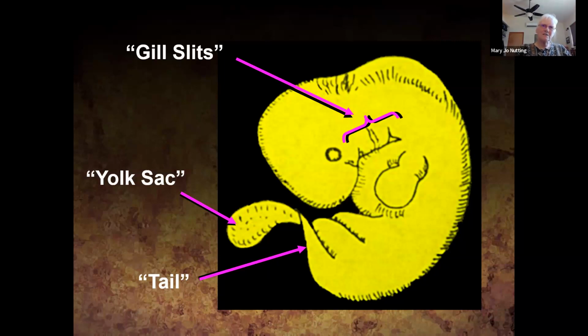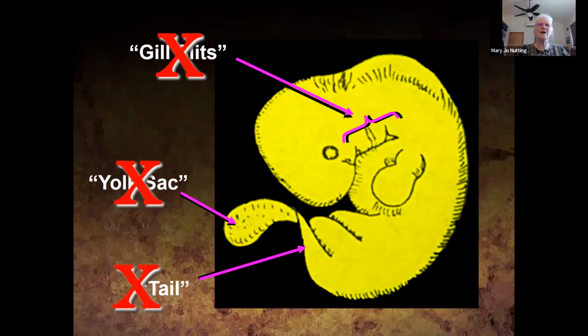Here's another example where they're showing you the similarity of the human embryo at about 2 months in development and comparing that to things you would find in a fish. So they'll say, look, you had gill slits and a yolk sac and a tail during that period of your evolution. And as we look at it, we find out, wait, the gill slits, they're not gills and they're not slits. They never operate as gills. They're not functioning in respiration. They're little pouches that form the structures in the neck and jaw region of the human being. They're not gills at all.